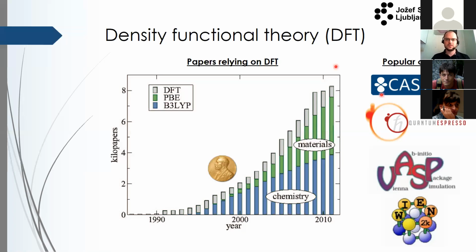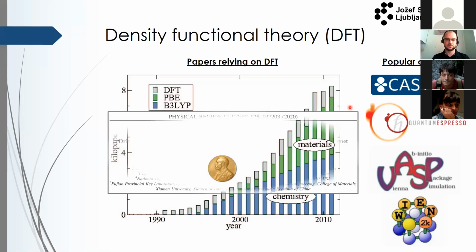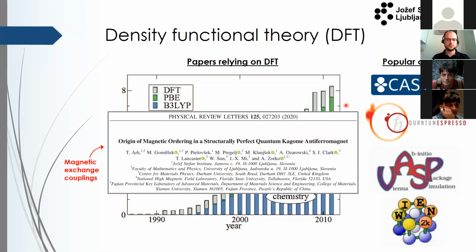Okay, so it's such a popular technique that it's used almost everywhere now, including in physics. One example is our recent paper where we used it, for example, to calculate magnetic exchange couplings from just the crystal structure. So the exchanges between spins.